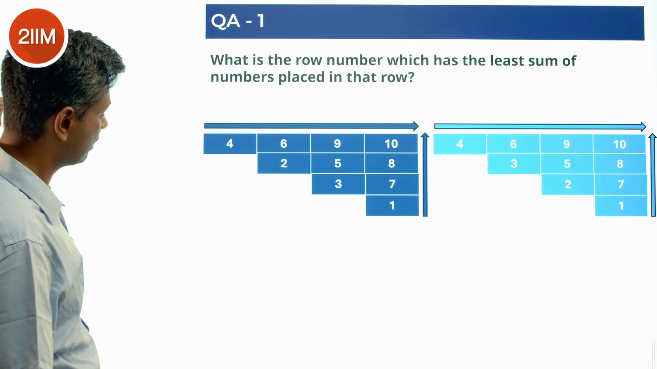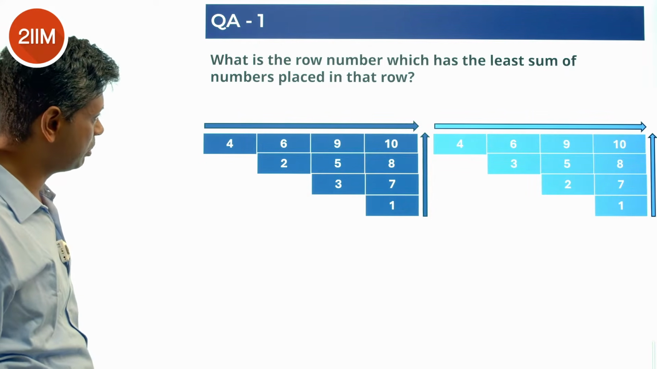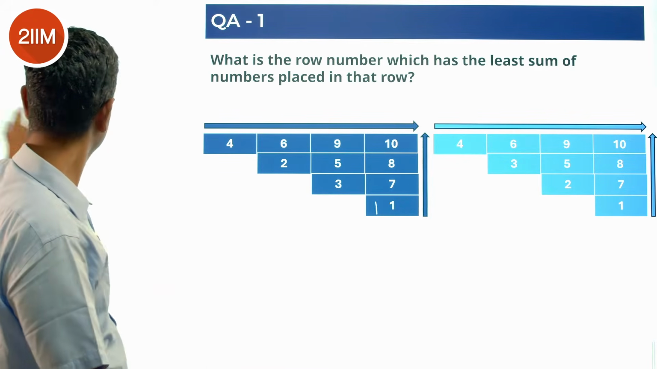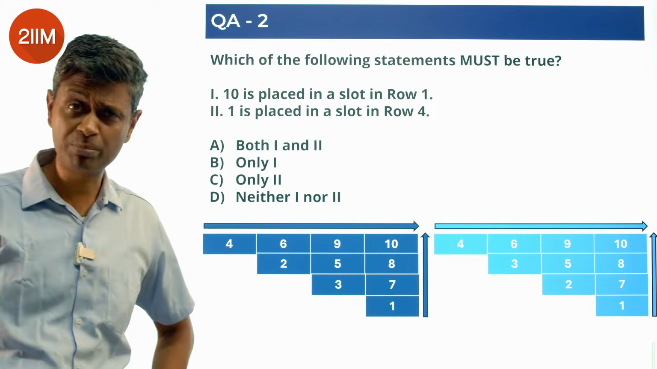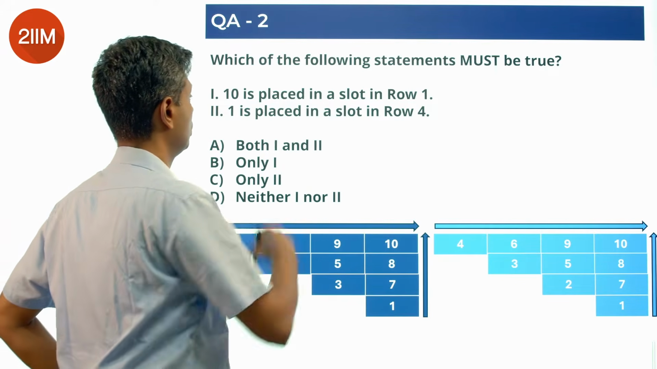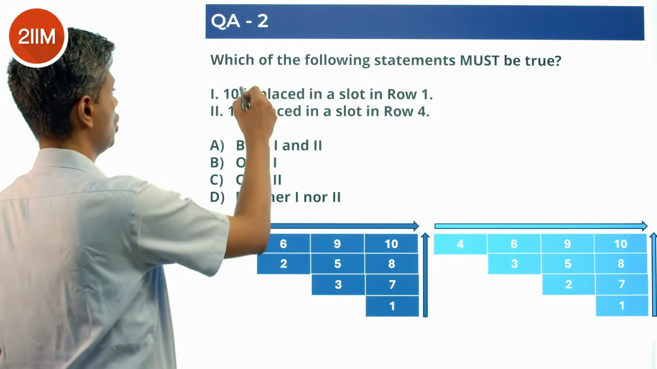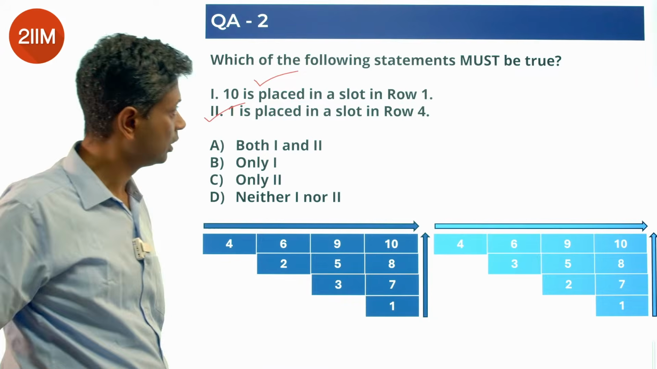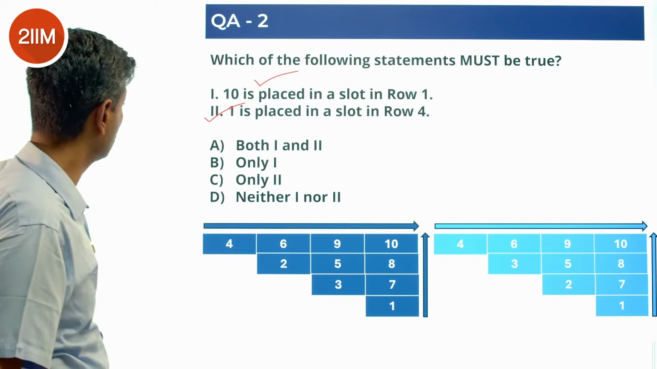Now that we have gone this far, I'm just going to answer the question. What is the row number which has the least sum of the numbers placed in that row? Row 4, sum is 1, done, true. Which of the following statements must be true? 10 is placed in a slot in row 1. Yes, that is true. 1 is placed in a slot in row 4. Yes, that's also true. 10 is in top right, 1 is in bottom right. Both are true. Both 1 and 2, choice A.